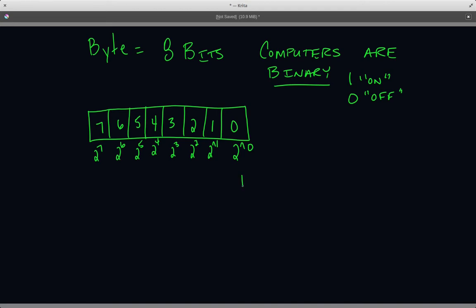So 2 to the 0 is 1, right? 2, 4, 8, 16, 32, 64, and 128. So if any one of these is flipped on, you get the value of this number. So we'll do another example here.